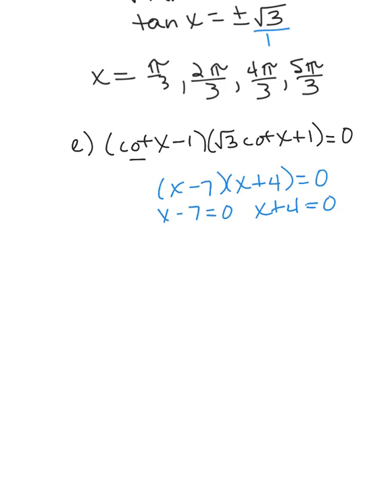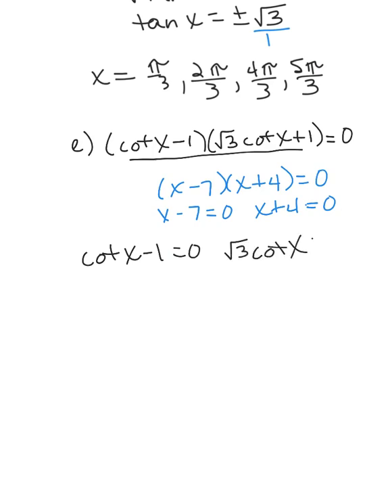This equation that we were given is already in factored form. So we are going to set each factor equal to 0. Now, looking at each of these factors, they are both linear because they are cotangent to the first. So we need to get the cotangent function by itself. The first one will just be cotangent of x equals 1.